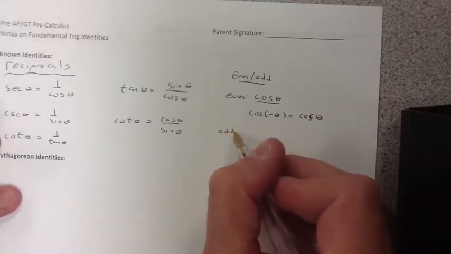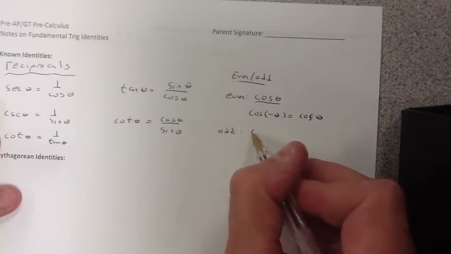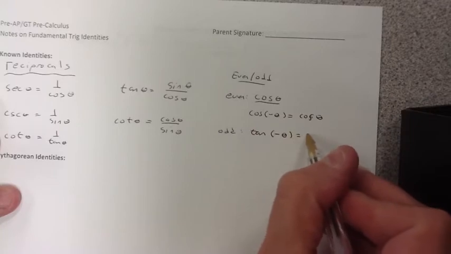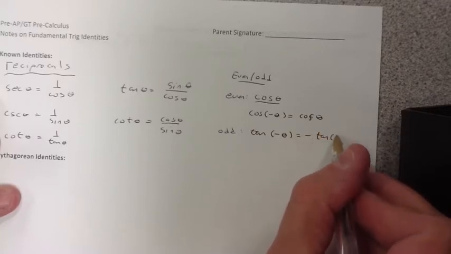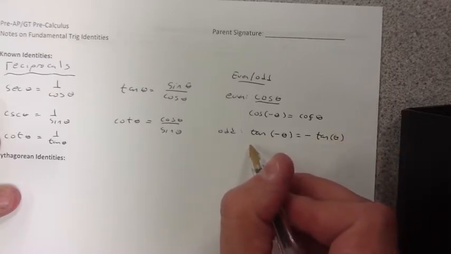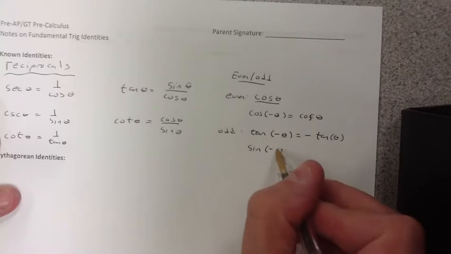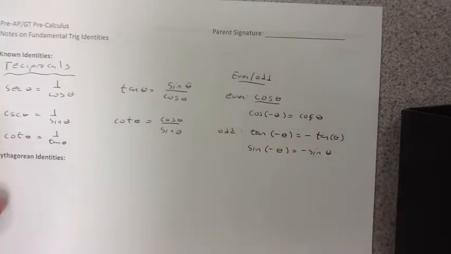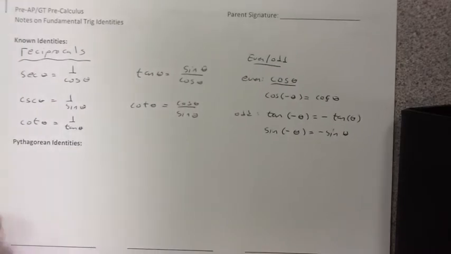And the other ones were odd. That was tangent, which means if you have tangent of negative theta, that becomes negative tangent of theta. And if you have the sine of negative theta, it becomes negative sine of theta. And those were our known ones that we already have. So make sure you have those copied down.